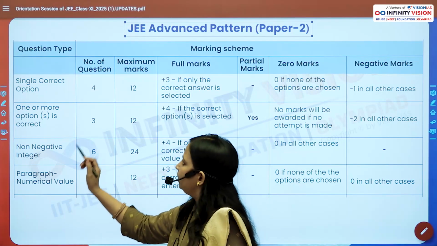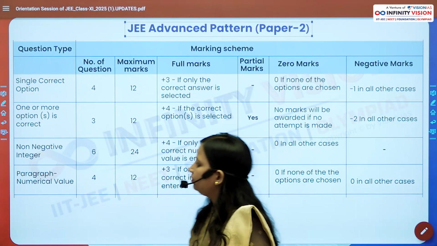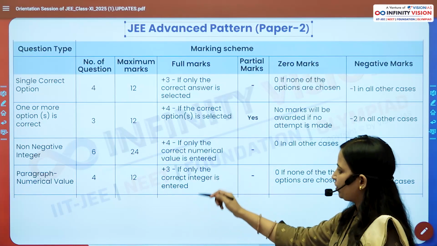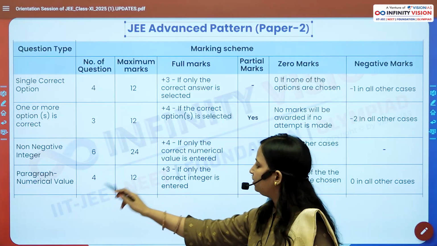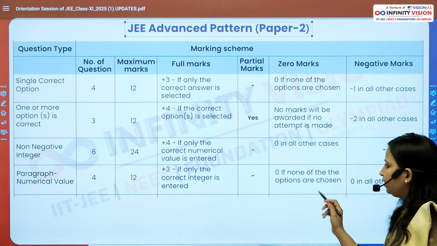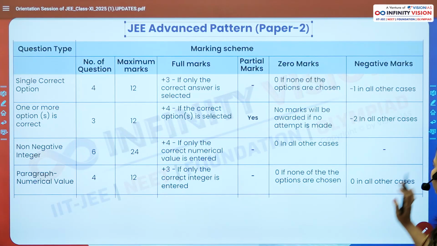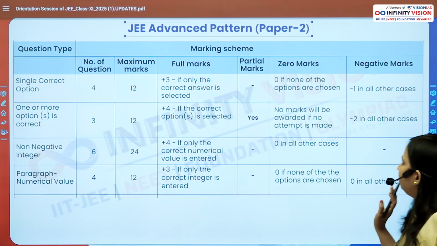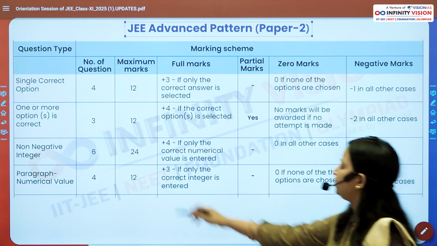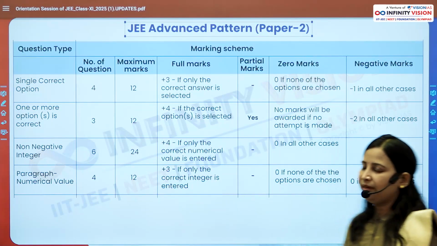Now the last section is of paragraph, sometimes case-based study, numerical value type questions, in which 4 questions are asked. These are of 3 marks, and your total maximum marks is 12. If you are not attempting, you will get no marks for it, and also there is no negative marking in this case. Okay, so you can easily attempt these 2 sections because there is no negative marking.